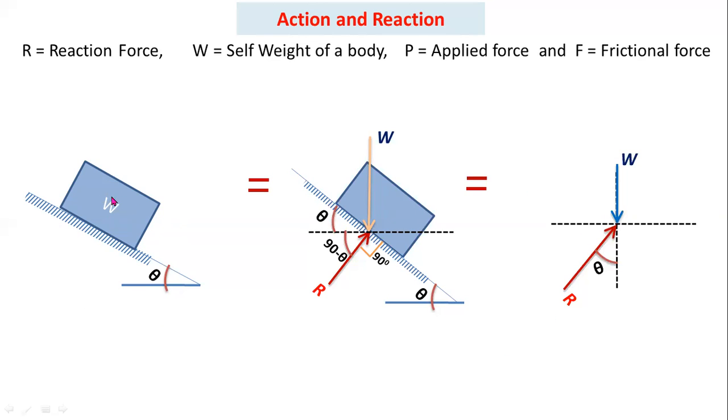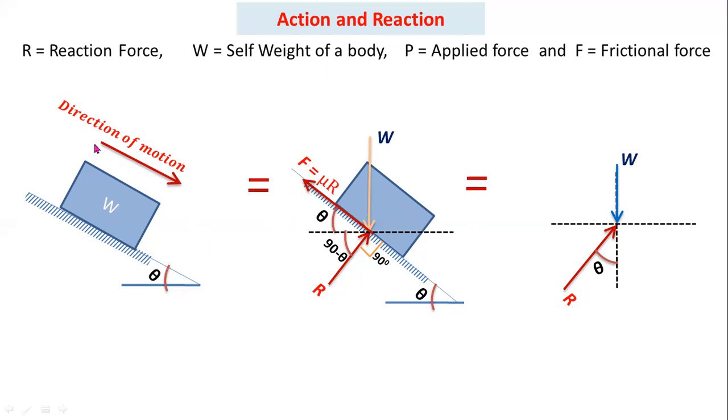Now if you are considering a freely falling body or a freely moving body, then the direction of motion is downwards. There are no external forces acting on the block, that means there is no applied force P. Now the direction of motion is like this. Then you have to consider an opposite frictional force. So the frictional force is like this. This frictional force is opposite to the direction of motion.